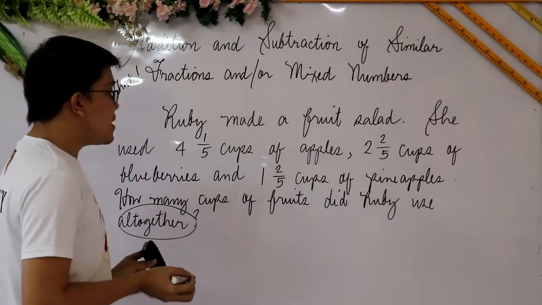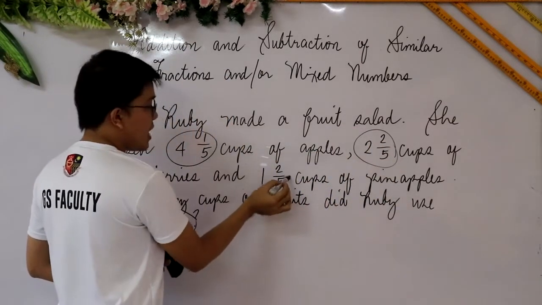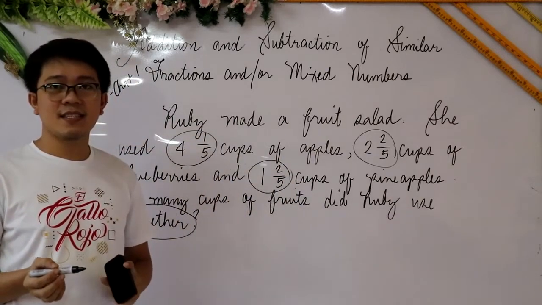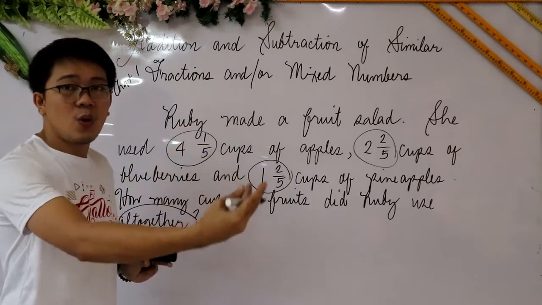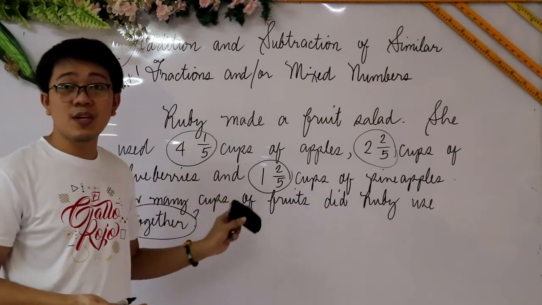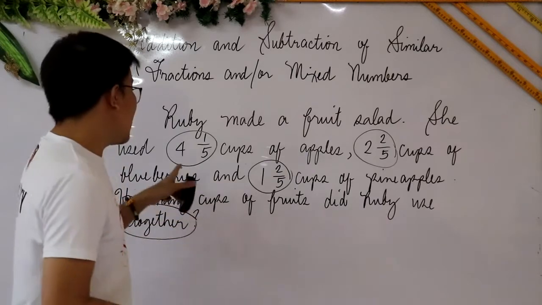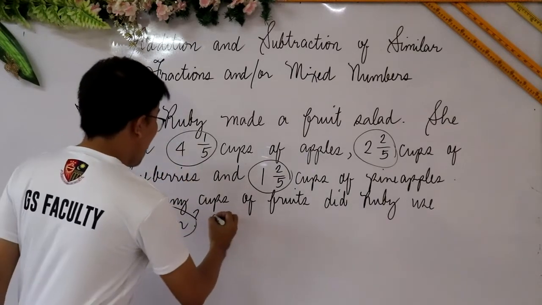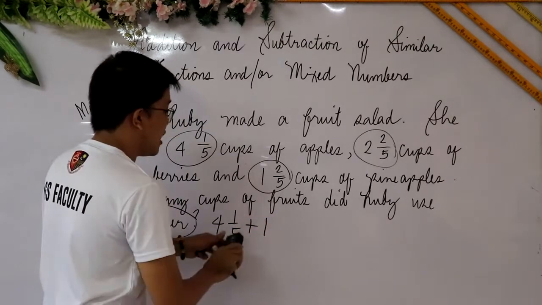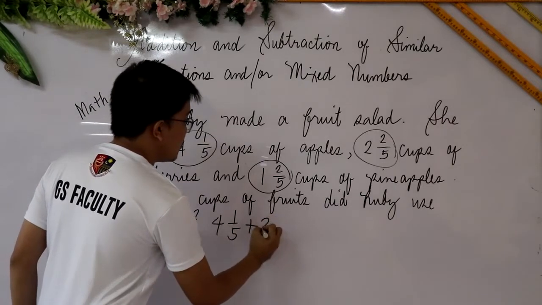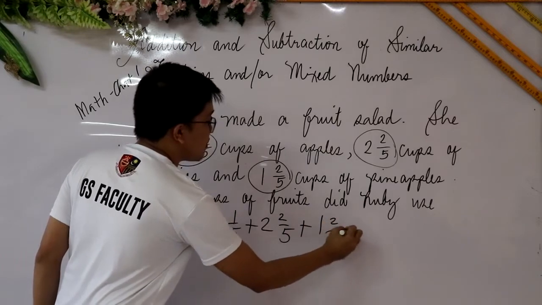Now, the given mixed numbers here are 4 and 1/5 cups, 2 and 2/5 cups, and 1 and 2/5 cups. In order for us to get the total amount or the total number of cups that Ruby used for her fruit salad, let's get the sum of these three mixed numbers. Listing all the mixed numbers, I have here 4 and 1/5 plus 2 and 2/5 plus 1 and 2/5.